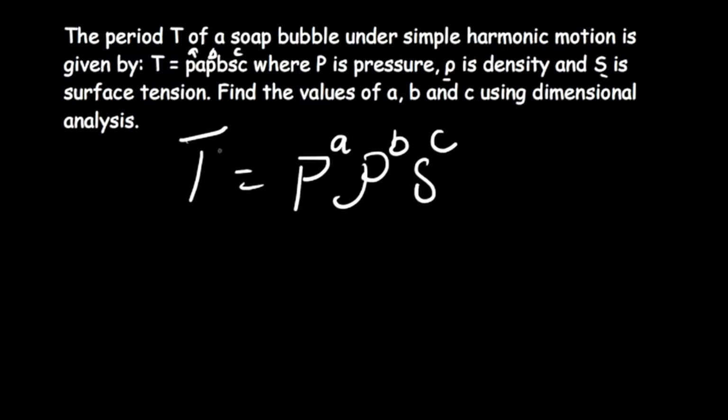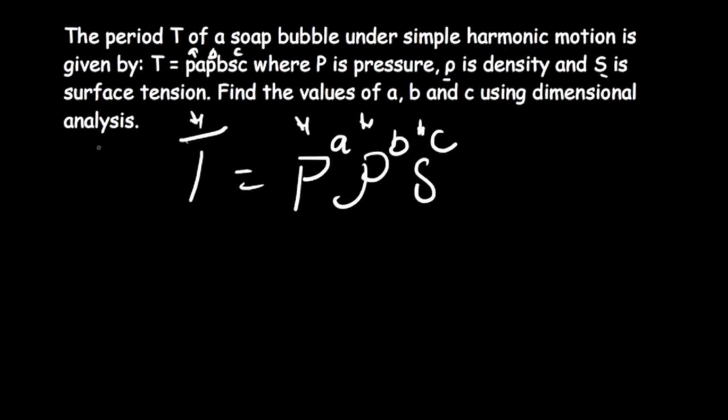The first thing that we have to do is to identify the given parameters or variables in the question. You can see that we are going to find the value of these powers, a, b, and c. Now the first thing that we have to do is to identify the given variables. Here we have T. T is for time. This is pressure. Here is density. And lastly, we've got surface tension.